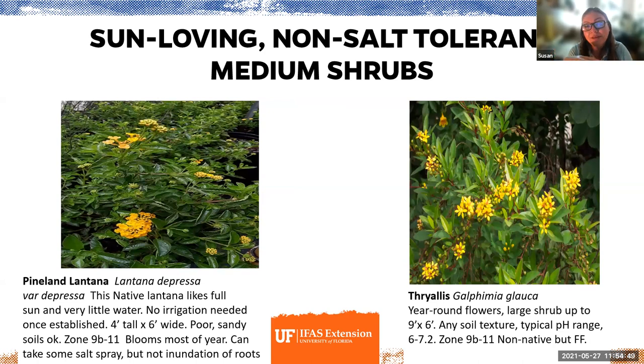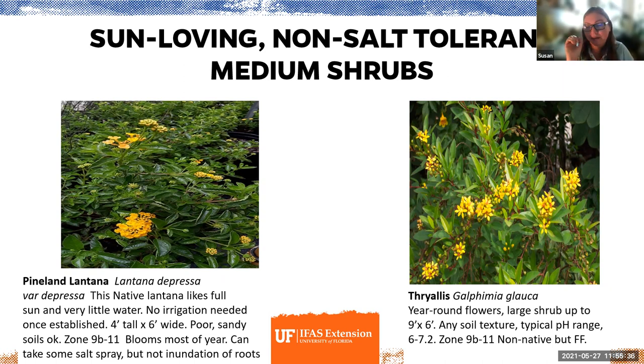Here's a couple of sun-loving, not so salt-tolerant, medium-sized shrubs: native lantana. Just be sure to avoid non-native lantana. So if you're going to buy lantana, get it from a native plant nursery. This pineland lantana is a nice little shrub that gets to be about 4 feet high and about 6 feet wide. It can live in really poor, sandy soils. It hardly needs any irrigation. It can take some salt spray. It doesn't like inundation of salt water in the roots, however. But really low maintenance. It blooms most every month out of the year continuously. And butterflies love this plant.